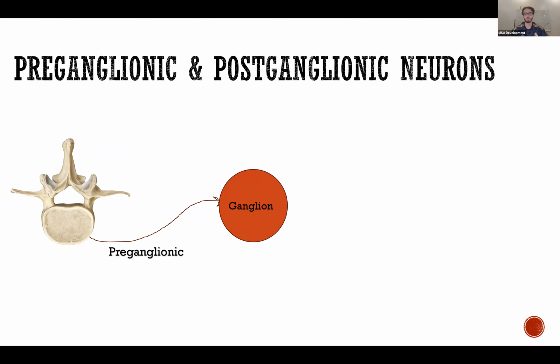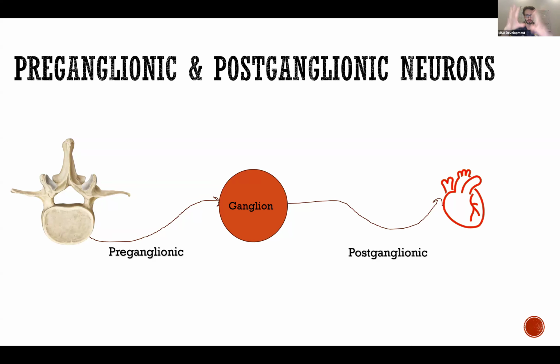This will apply to both of them. After the neuron passes through the ganglion, it will be called postganglionic. Self-explanatory, postganglionic. Well, this postganglionic neuron will then make its way to the target organ where it can elicit a certain response, whether it's sympathetic or parasympathetic. So for now, I just want you to keep this in mind.